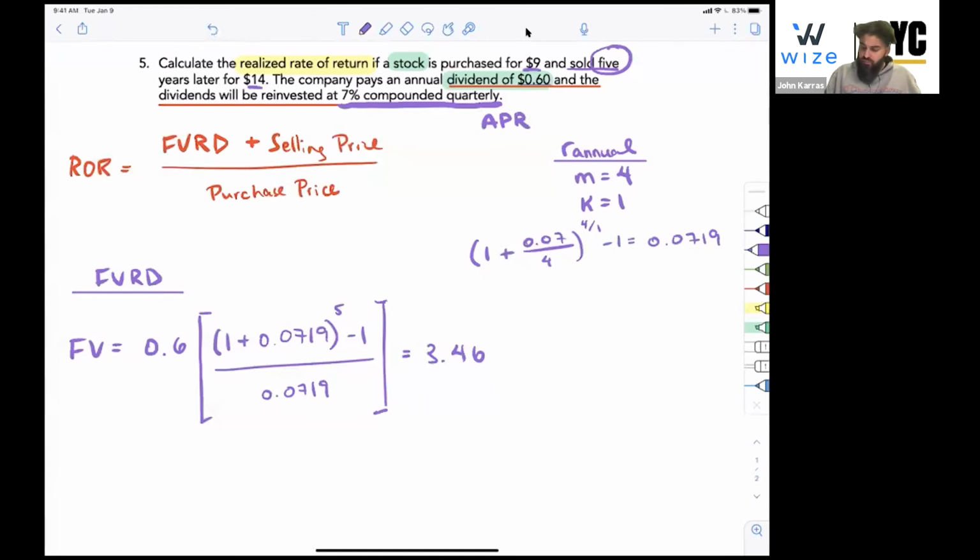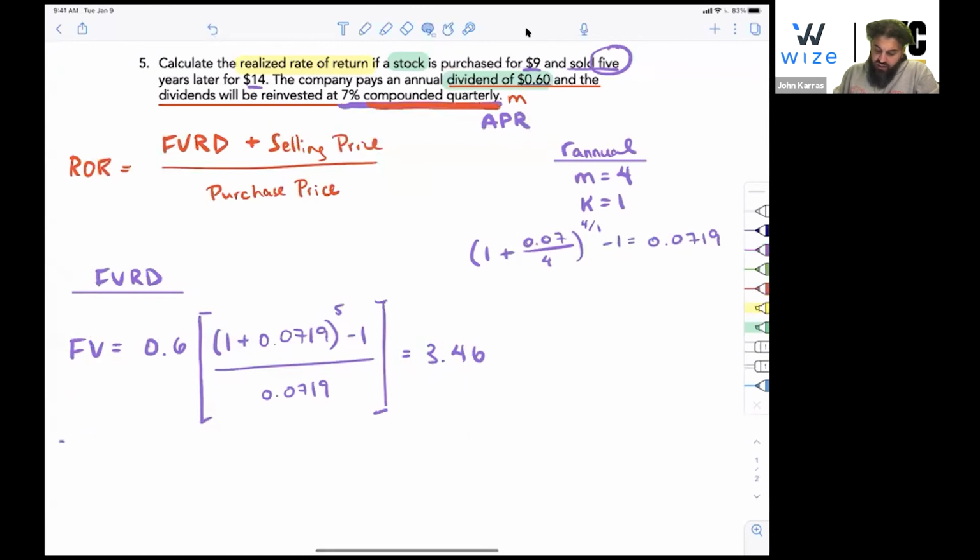M is 4, compounded quarterly. M is your compounding, right? Anybody else get the same number as me? Great.